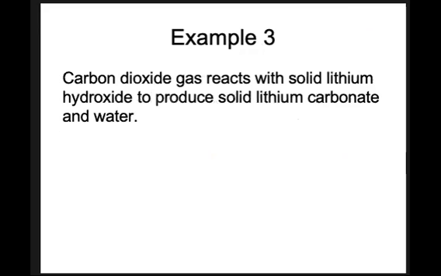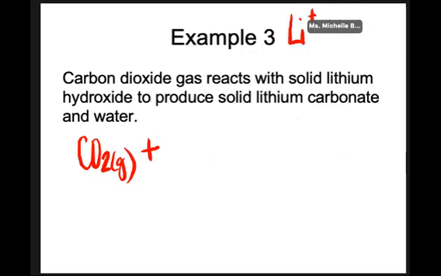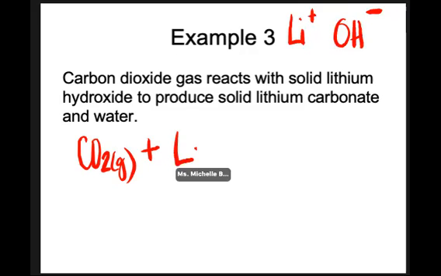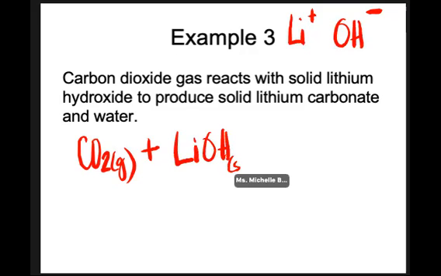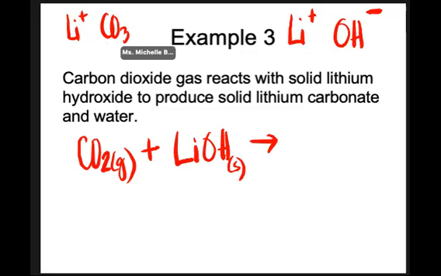Next, another one: carbon dioxide gas, so CO2, that's in gaseous form, reacts with lithium hydroxide. Lithium is positive 1. Hydroxide is a polyatomic ion, and it's negative 1. Crisscross, you will have LiOH, that's a solid, to produce solid lithium carbonate and H2O. So we have solid lithium carbonate. I'll do the formula writing for lithium carbonate first. CO3, 2 negative. Crisscross, what do we get?